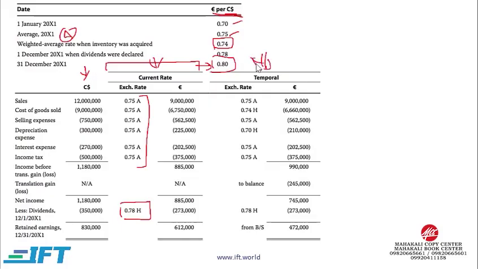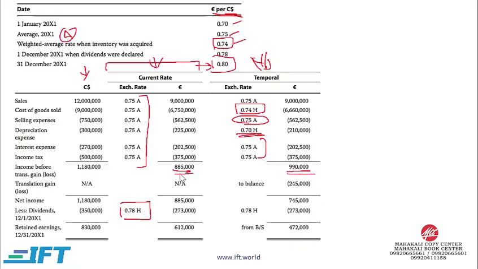On the right, we have the temporal method where sales are translated at the average rate. Cost of goods sold, we use the historical rate of 0.74, which is given. Selling expenses are at 0.75 average rate. Depreciation is translated at the historical rate. Interest expense and income tax expense at the average rate. So we come up with this number.